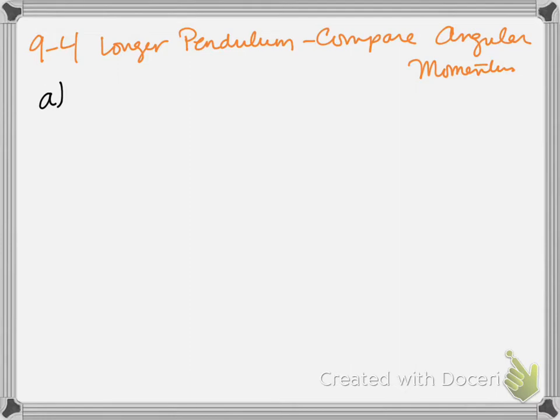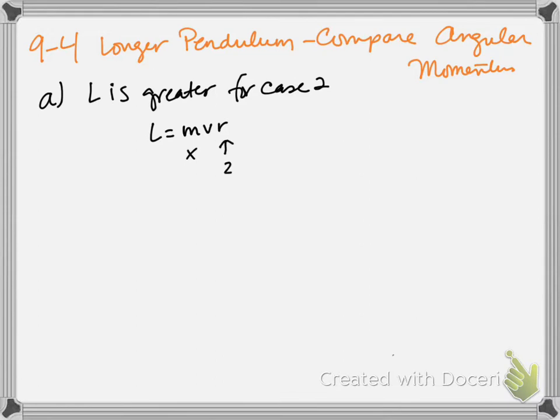So the answer here is that the angular momentum is greater for case 2. Right, and we have 3 things to consider: M, v, and r. So the mass is the same for both, so we don't have to worry too much about that. The radius is larger for case 2, but we can't just say that. We've got to consider the velocities as well.